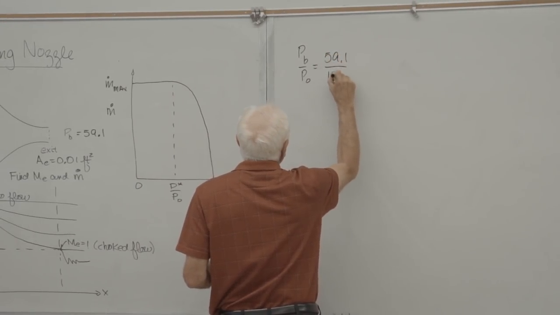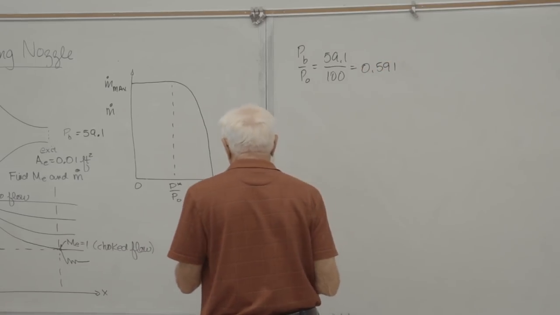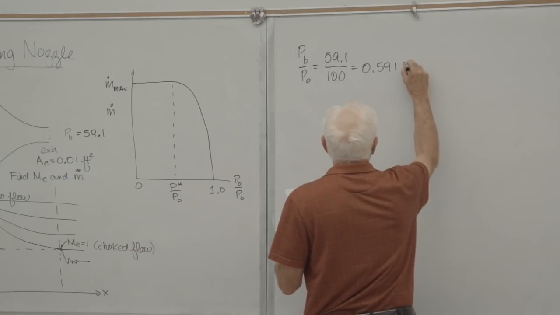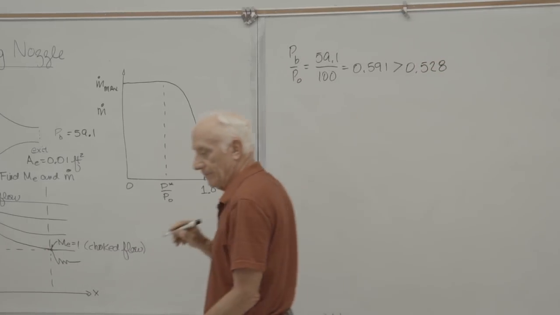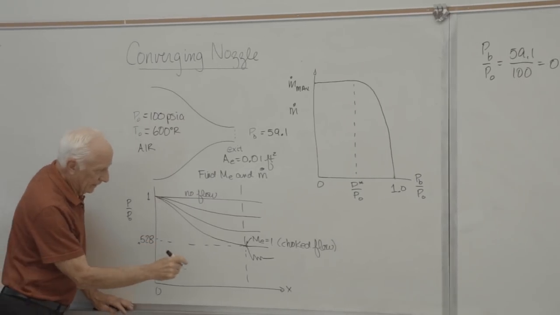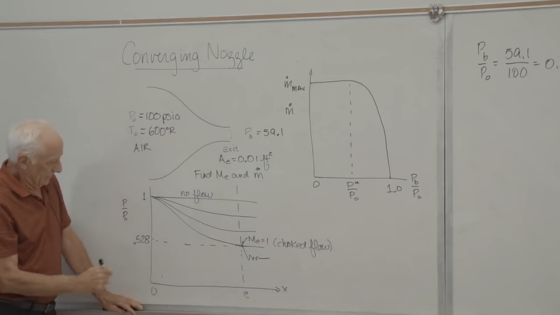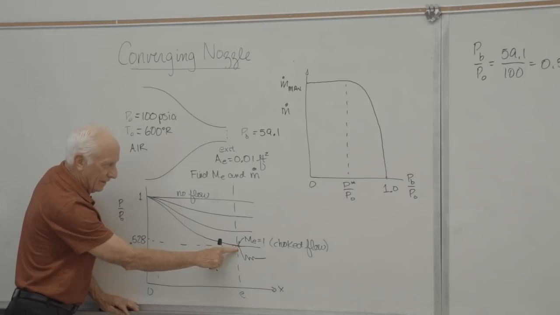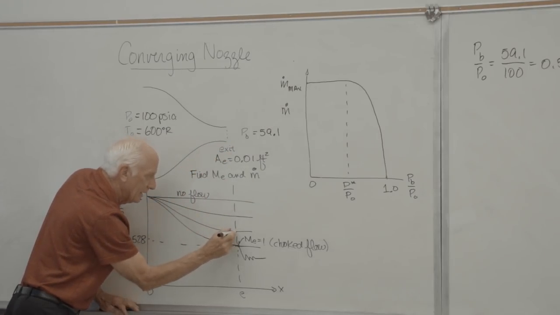59.1 divided by 100, 0.591, greater than 0.528. Here's my graph. At the exit, here's 0.528. My problem, it's 0.591. I'm right here.